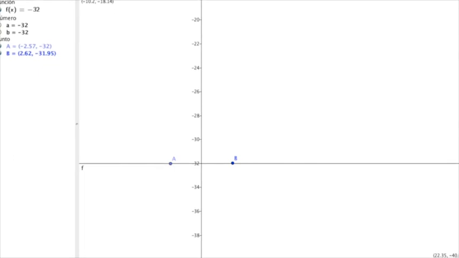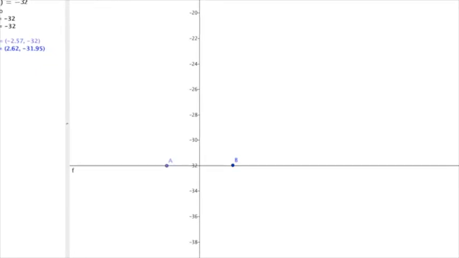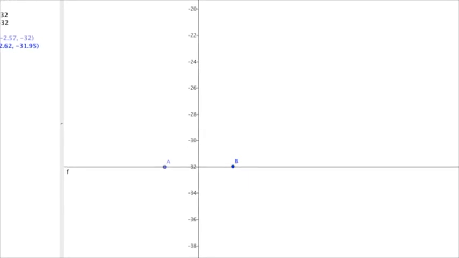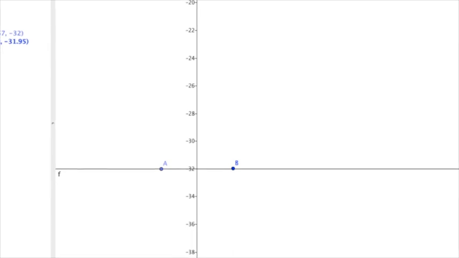Then letter D, given the acceleration function, acceleration is equal to minus 32. Graph this function using at least 2 points, and we know the acceleration is always constant.